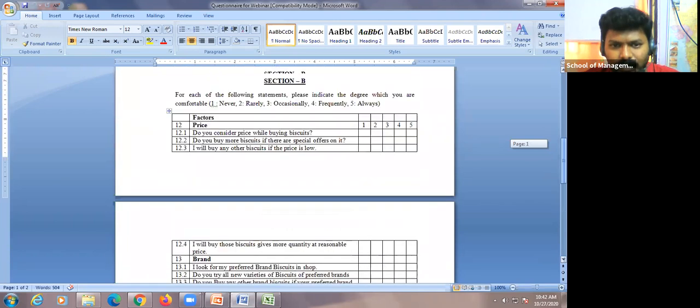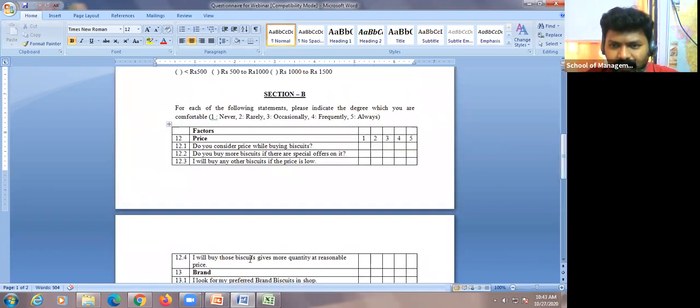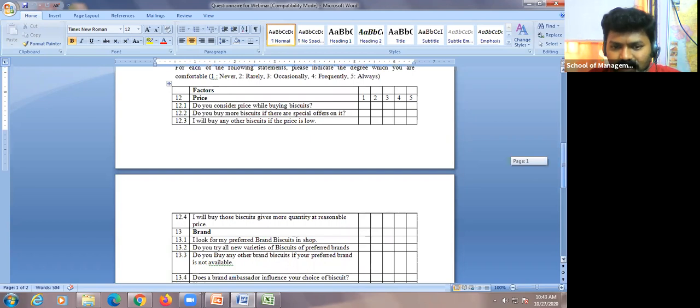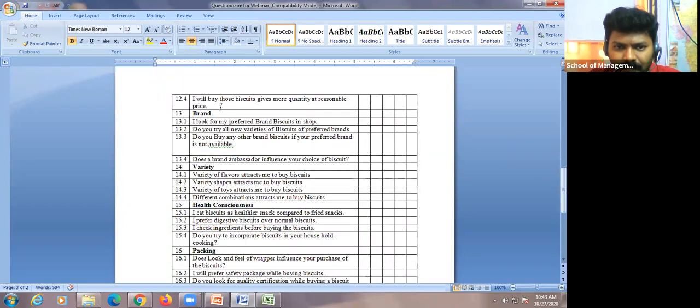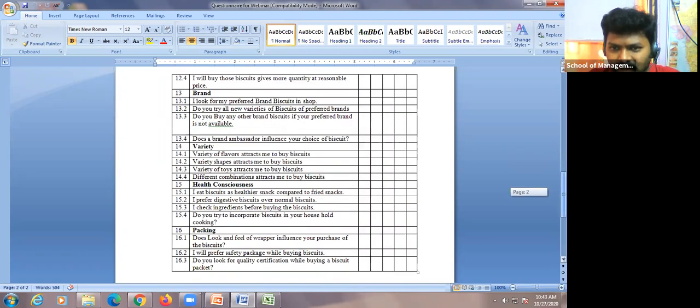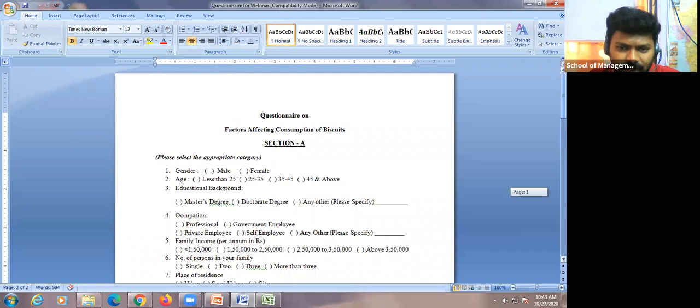Based on price, again I have asked questions, which are called items, to measure this price. Do you buy more biscuits if there are special offers on them? I will buy any other biscuits if the price is low, right? I will buy those biscuits that give more quantity at a reasonable price. So brand related, I also asked questions, right? All these questions are related to brand, variety, health consciousness, and packing. Like that, hope you understand. So this is a simple sample questionnaire.